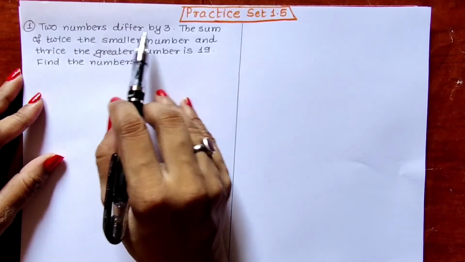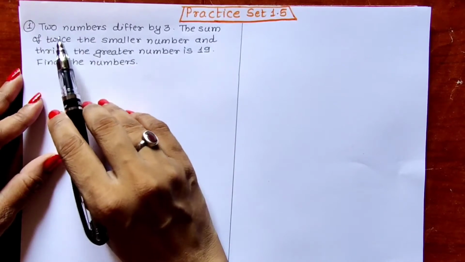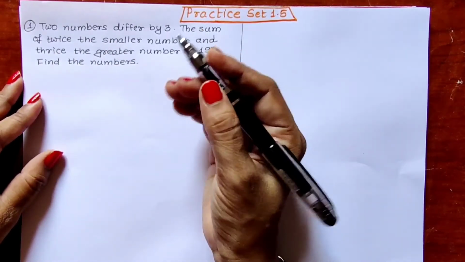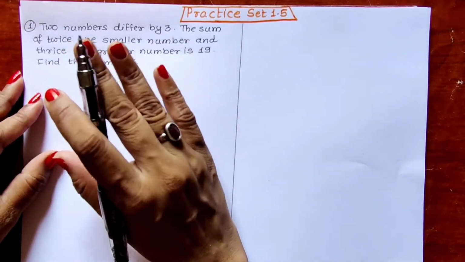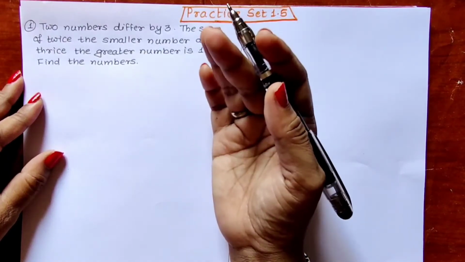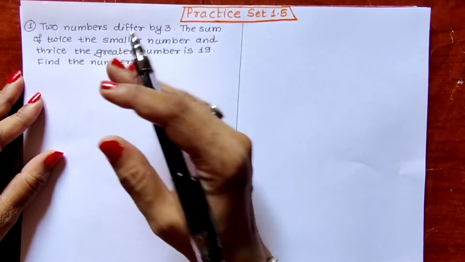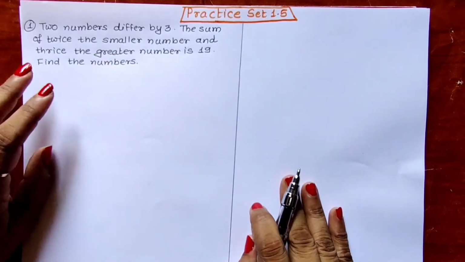Two numbers differ by 3. As I have told you, these two numbers are not given, so these two numbers we will have to assume ourselves. We will have to assume any two variables as these two numbers. Okay, you can assume x and y, you can assume m and n, you can assume a and b. Any two variables you can assume as these two numbers. So we will assume these two numbers as x and y.